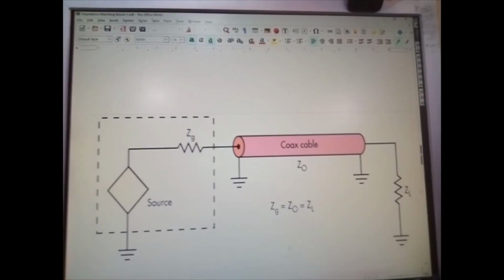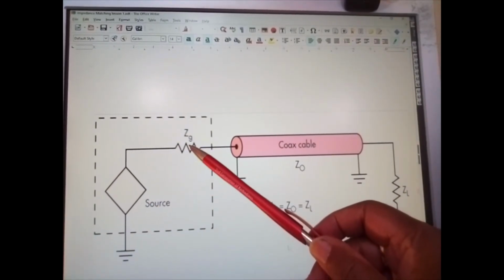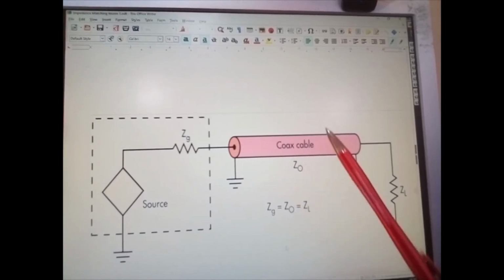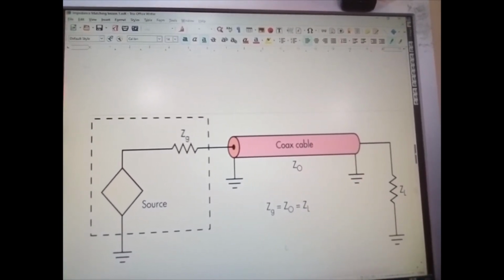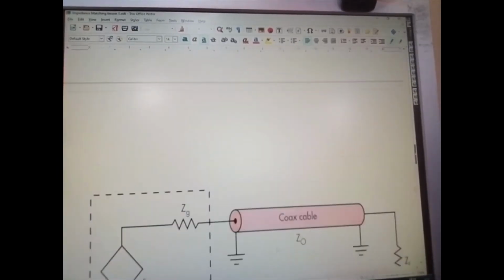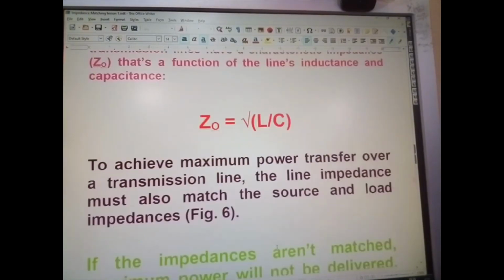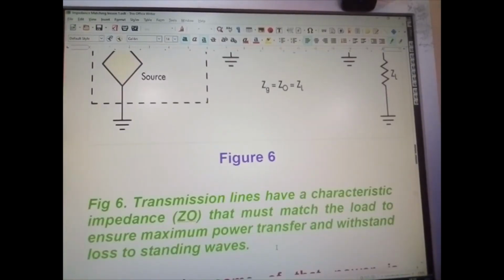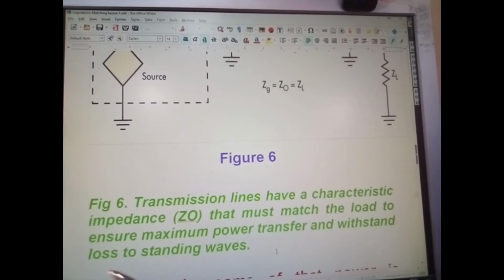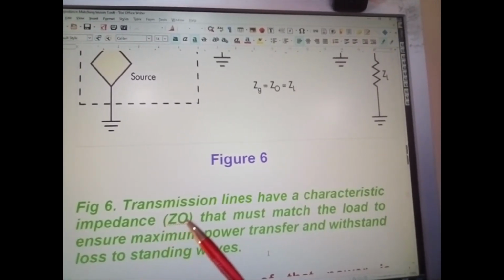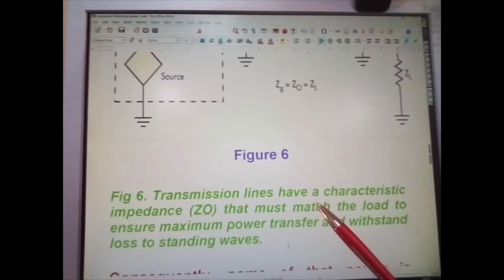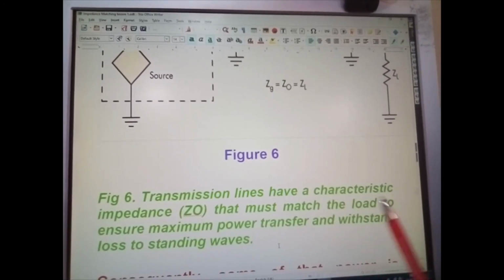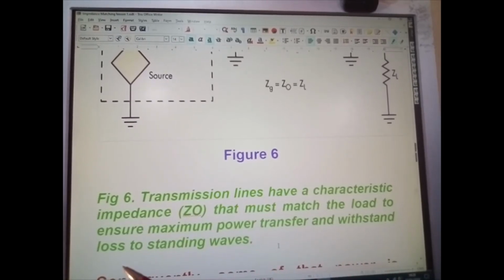Now here, all I'm doing is showing you the source generating impedance, the coax cable, ZG equals Z0 equals ZL, and that would be your coax line, acting as your transmission line. Now figure 6: transmission lines have a characteristic impedance Z0 that must match the load to ensure maximum power transfer and avoid loss to standing waves.